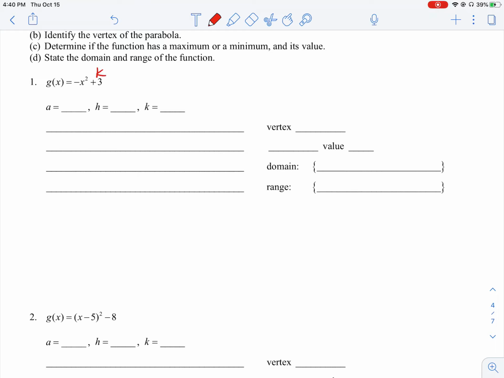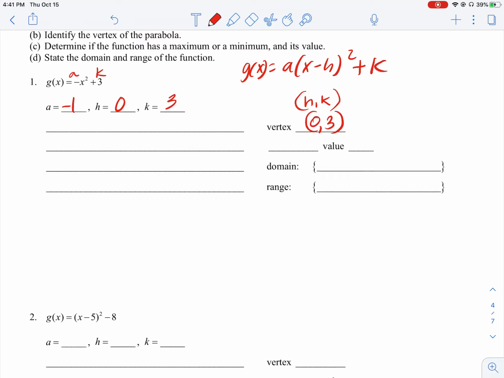This is my K, that's my A. Oh, it looks like we don't have an H, correct? Remember, now we have g of x equals a(x minus h) squared plus k. So it looks like we have the K, we have the A, but we don't have this part, right? So our A is negative 1, our H is 0, our K is 3. And we know that our vertex is a combination of H and K, so I can just write that there now. Okay, now let's describe the sign of A.